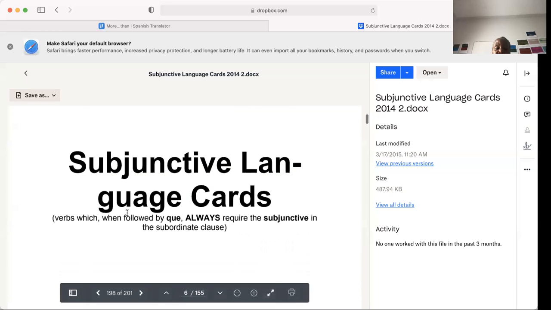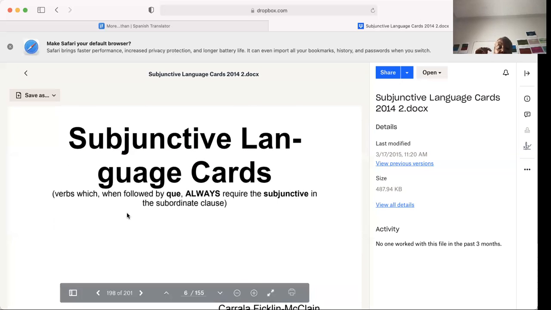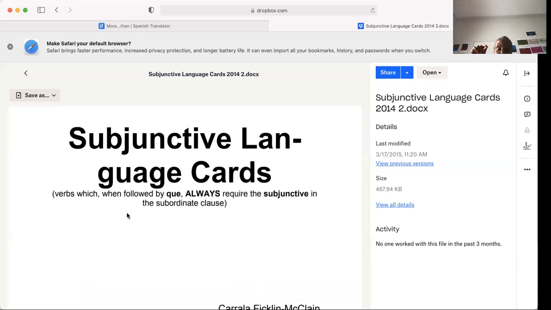Now, these are subjunctive language cards, verbs which, when followed by que, and of course, if the subject is different in the second clause from the first clause, because the subject has to be different, always require the subjunctive in the subordinate clause. So if the independent clause has the expression, the subordinate clause, and that's the clause after the que, must be in the subjunctive. Let's look at the cards.